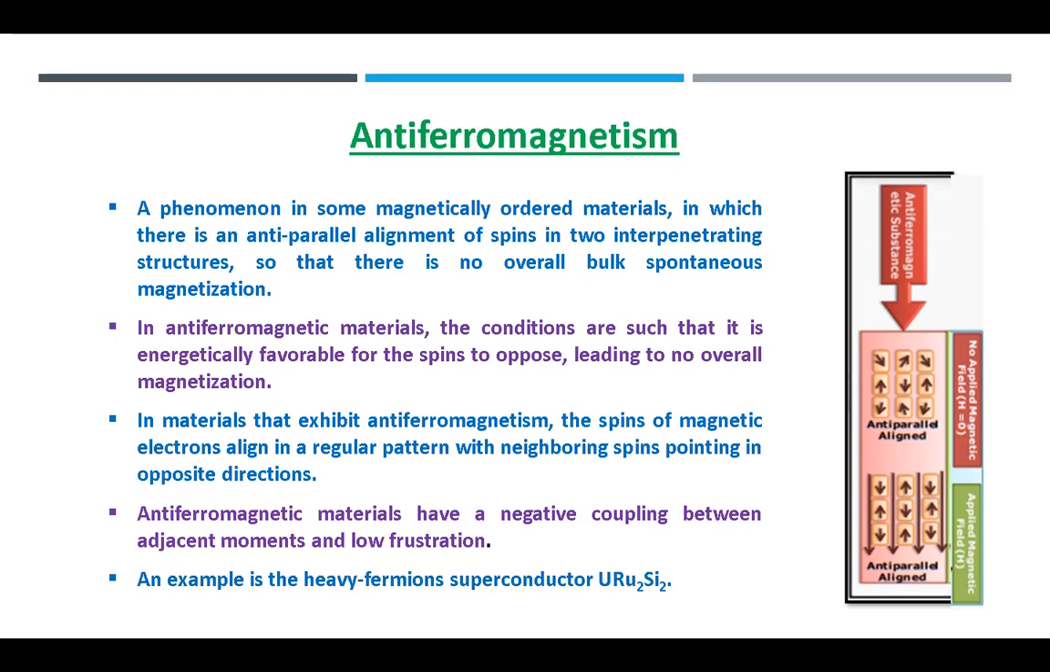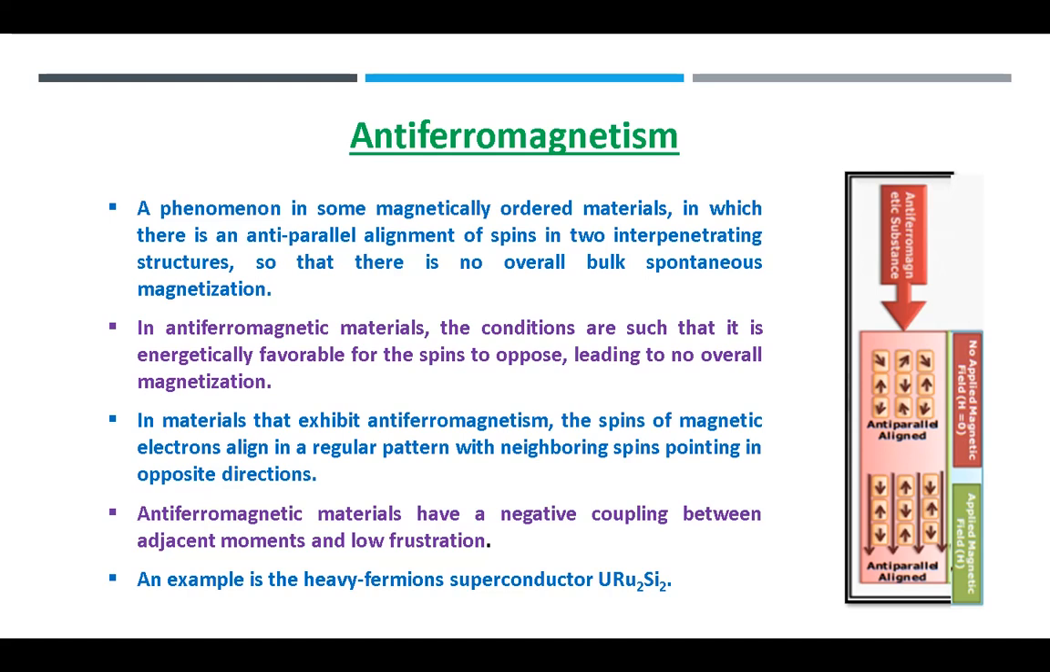In ferromagnetic materials, it is energetically favorable for the atomic spins to align, leading to spontaneous magnetization. However, in antiferromagnetic materials, the conditions are such that it is energetically favorable for the spins to oppose, leading to no overall magnetization.